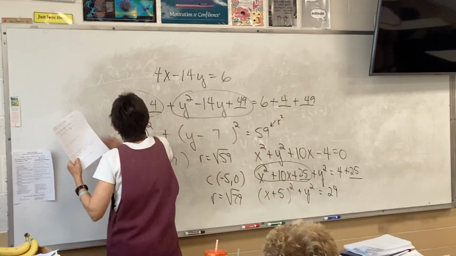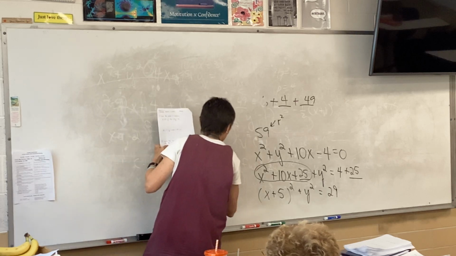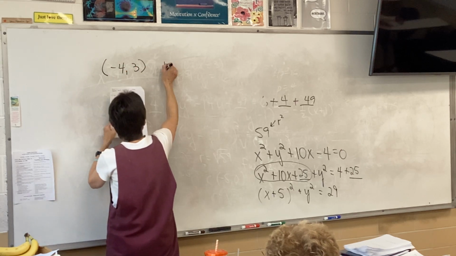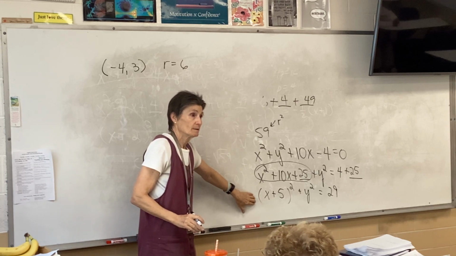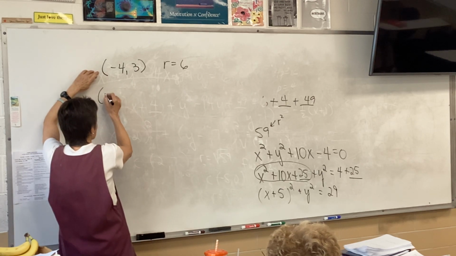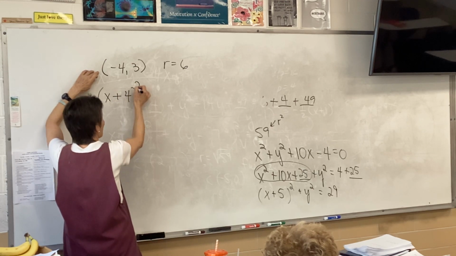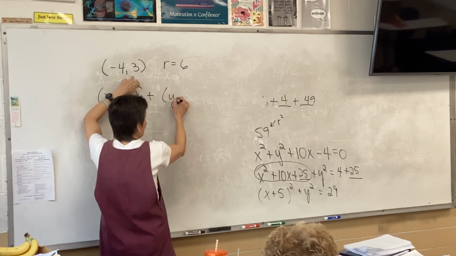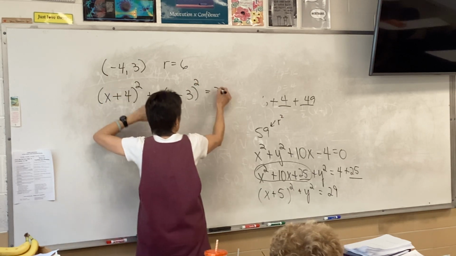You're going to come up with the equation based on the radius and the center that you're given. So you got a circle, the center is -4, 3, and the radius is 6. Can you come up with an equation like this? What's that gonna be? If this is the center, we're gonna have what? X plus 4 squared, and then plus y minus 3 squared equals 36.